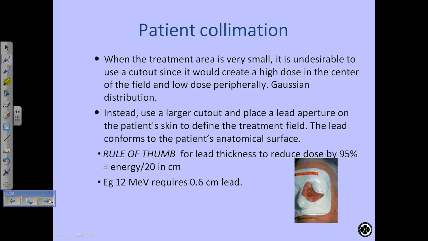Okay. Patient collimation, we already talked about this when the treatment area is very small. What's small, by the way? You know what the cutout should be for electron cutouts? You shouldn't make a cutout smaller than a certain amount. First, what's the disadvantage of making a really small cutout, like a 1 cm circle? What's the disadvantage of a 1 cm circle? Electron cutout.